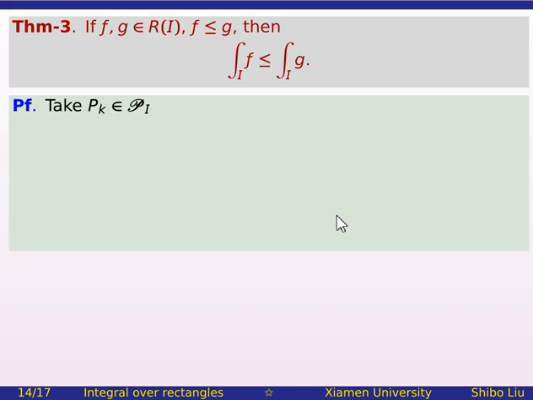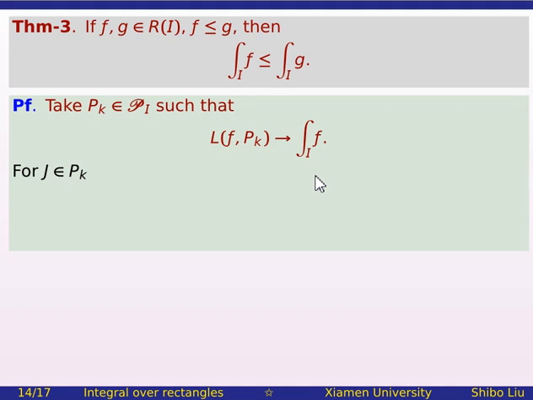As we said before, the upper integral can be approached by upper sums, and the lower integral can be approached by a sequence of lower sums. So we regard the integral of f as a lower integral. Then we can take a sequence of partitions P_k of I such that the lower sum of f with respect to the partition P_k, which is a sequence of real numbers, approaches the integral of f over I.